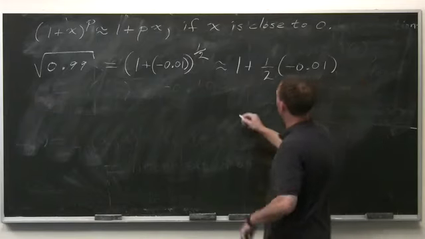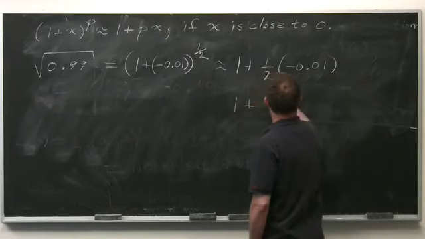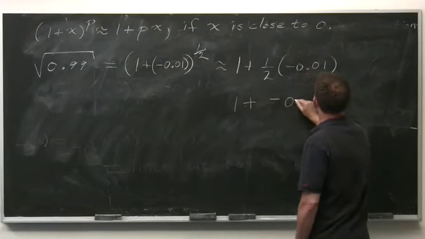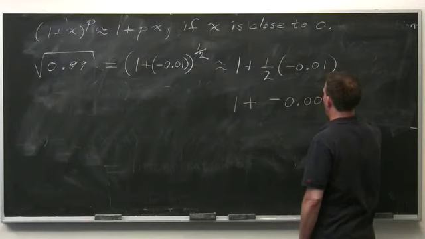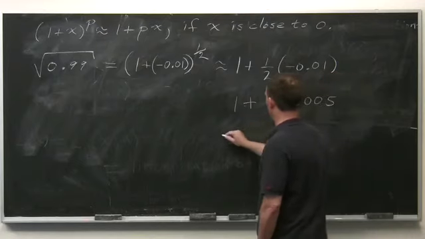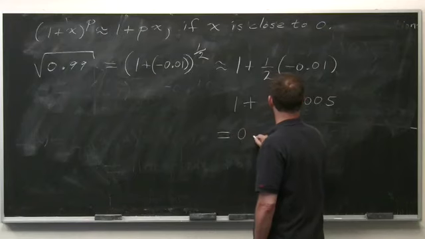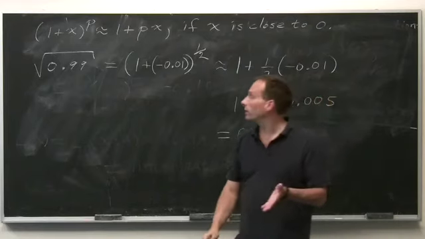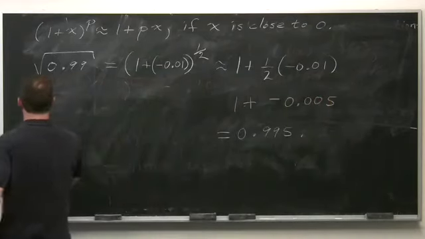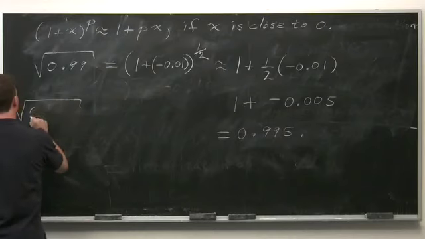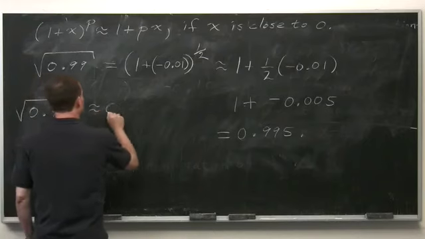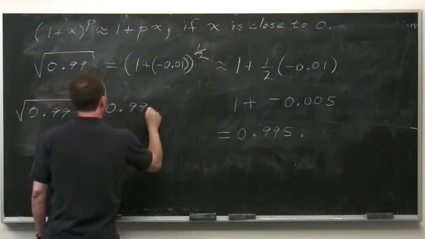So what is this? Well, this is 1 plus negative 0.005. So that's 1 minus that. This is 0.995. So that's what linear approximation gives us. Linear approximation tells us that the square root of 0.99 is approximately 0.995.